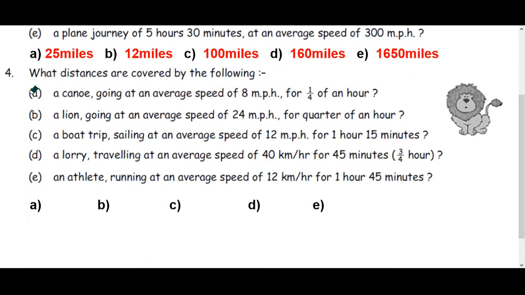Okay, question 4, last question. We've got 8 times 0.25, a quarter of 8, that's just 2. Next we've got 24 miles per hour for a quarter, that's 0.25 again, so that's just 6. We've then got 12 times 1.25, that gives you 15. And D, we've got 40 times 0.75 or 3/4, so that's 30. And then the last one, we've got 12 times 1.75, so that would be 21.